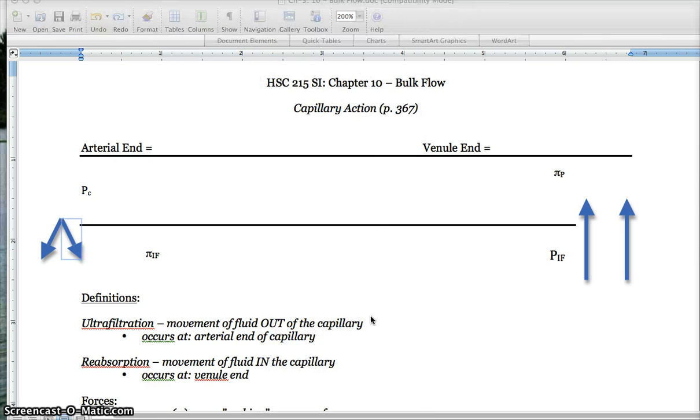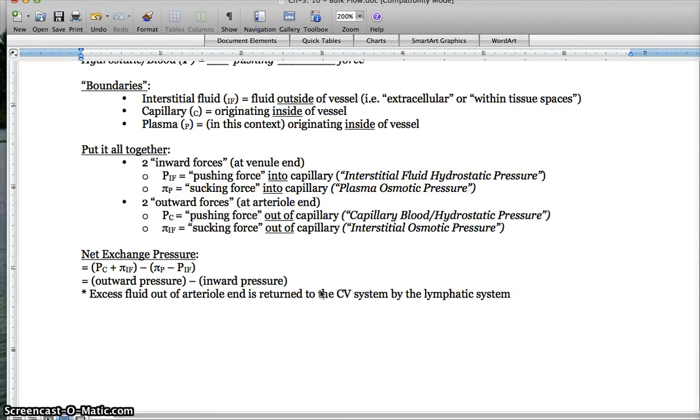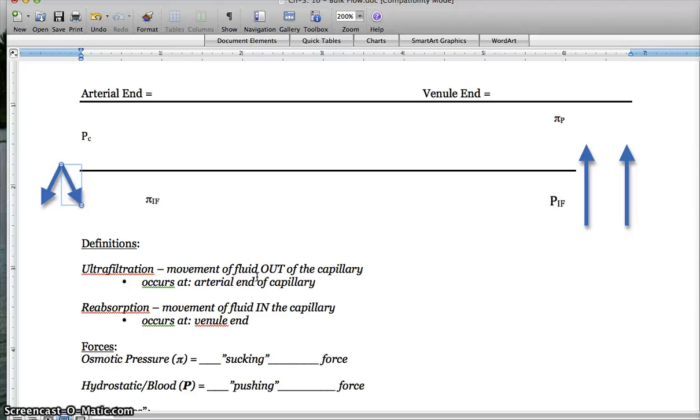So if we bring this all together, we're left looking at the net forces that are occurring at the capillaries. We say that our outward pressures minus our inward pressures are going to give us our net movement of fluid at our capillaries. And what we end up seeing is that we actually have more fluid moving out the arterial end than coming back in the venous end in a given day. So as a result, if we didn't have any regulatory mechanisms involved, we'd have a lot of extra fluid building up in our tissue spaces.